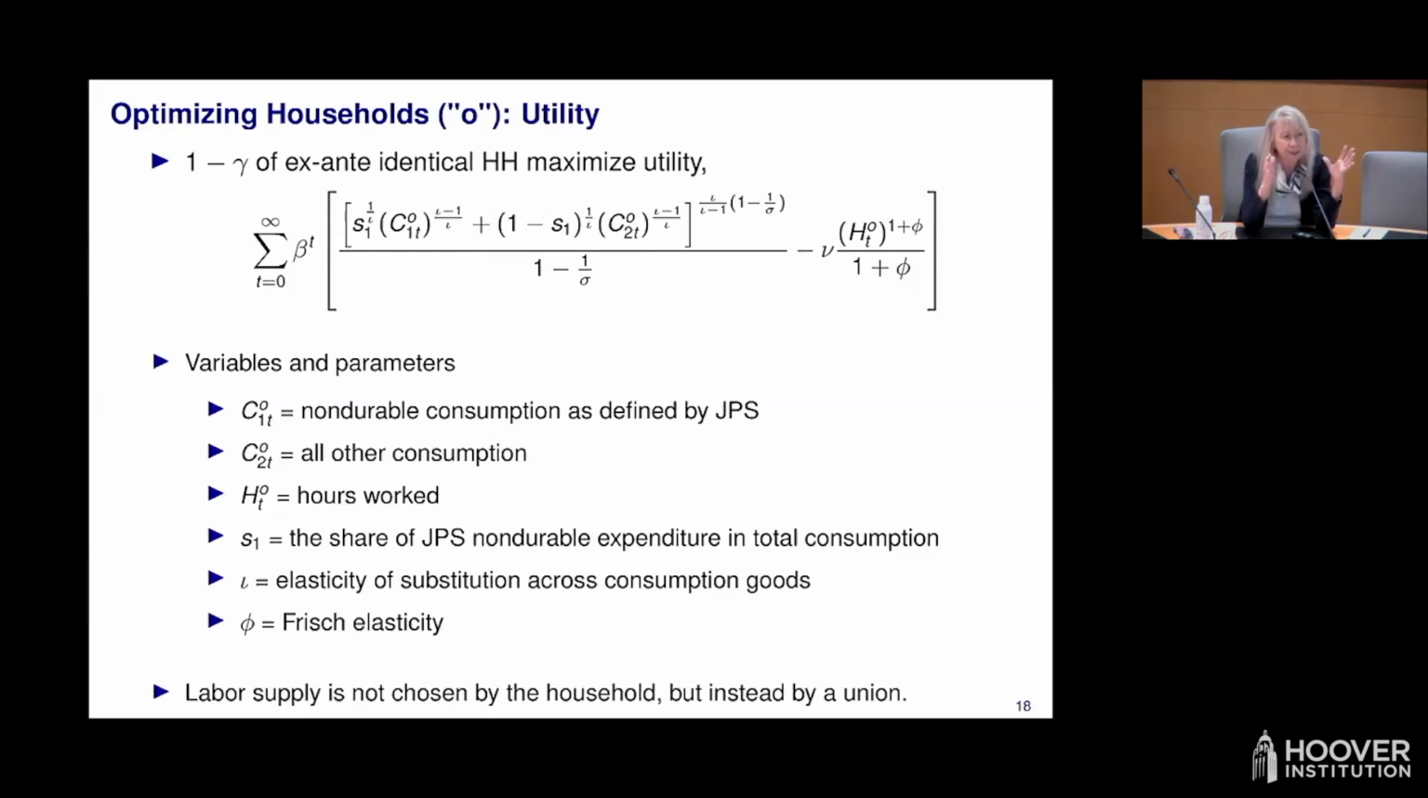S1 is the share of the JPS non-durable expenditure in total consumption. We have an elasticity of substitution across the consumption goods. It turns out not to matter. And a Frisch elasticity. And then, as is usual with the medium-scale New Keynesian model, labor supply is not chosen by the household, but instead by this fiction of a union. And that's just to get people off their labor supply curves.